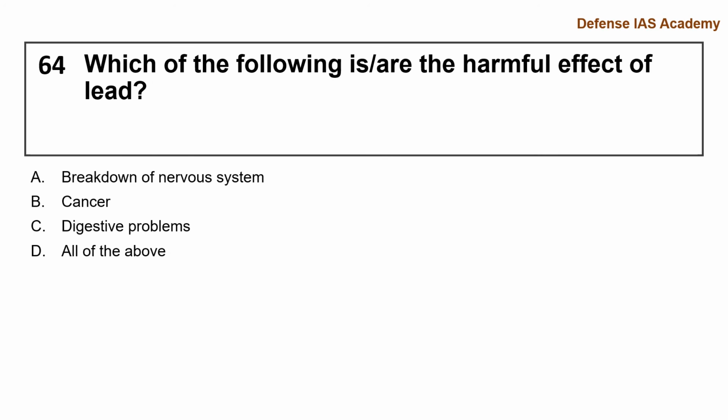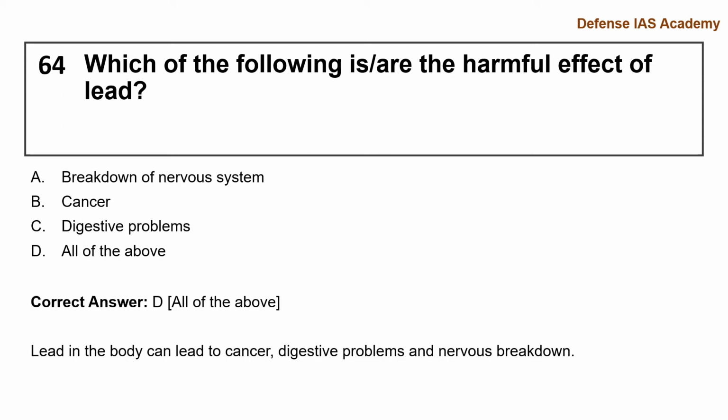Question 64. Which of the following is or are the harmful effect of lead? The correct answer is option D, all of the above. Means the lead can cause breakdown of nervous system, it can cause cancer, it can cause digestive problems, it can cause problems to the brain. So lead in the body can lead to cancer, digestive problems and nervous breakdown.